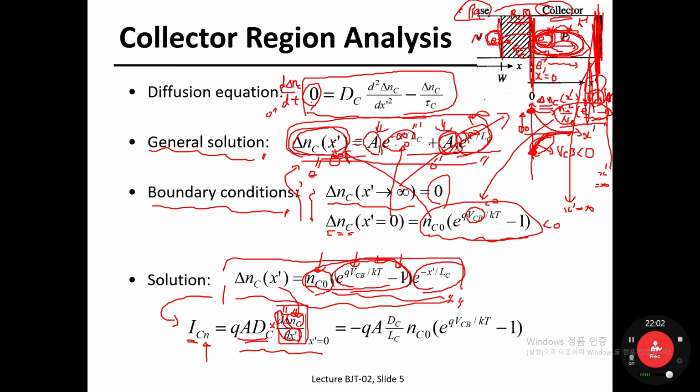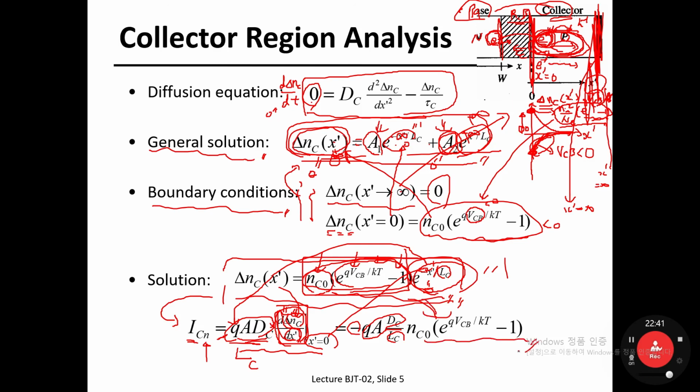And take the first derivative of it here. So minus 1 over L sub C should come out right here once you take the first derivative of it. So minus 1 over L_C. And the q A D_C is still here. Okay. And since we would like to know I_Cn at x prime of 0, plug in the x prime 0 value, then everything is simply 1. Okay, so those two terms would survive, and you're going to see that.